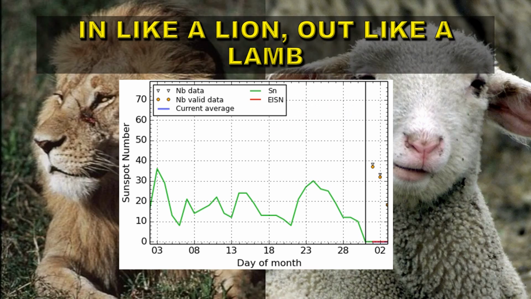The old saying goes that March comes in like a lion and goes out like a lamb, and that was very much the case for solar activity during the month. It started out fairly high and slowly degraded towards the end of the month until we actually got a couple of days without any sunspots on the sun at all.